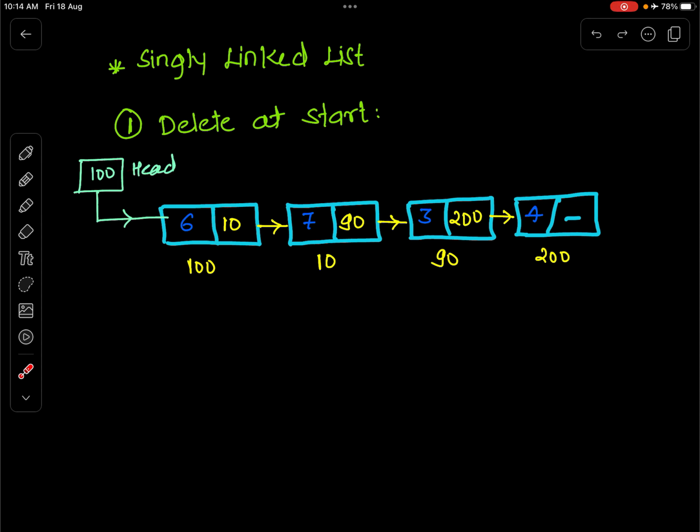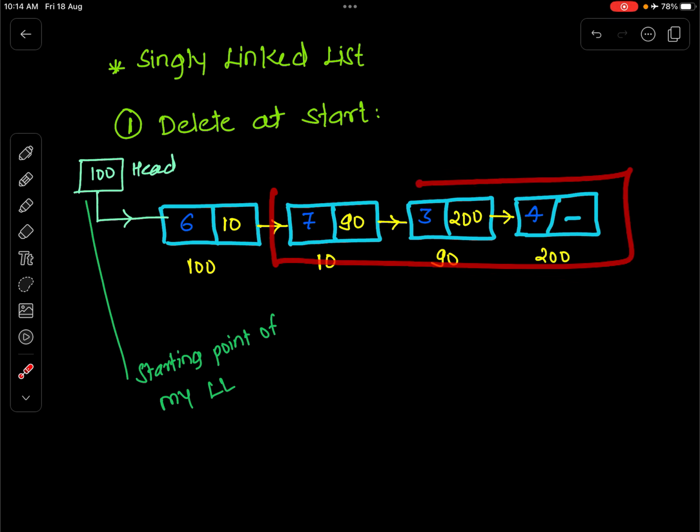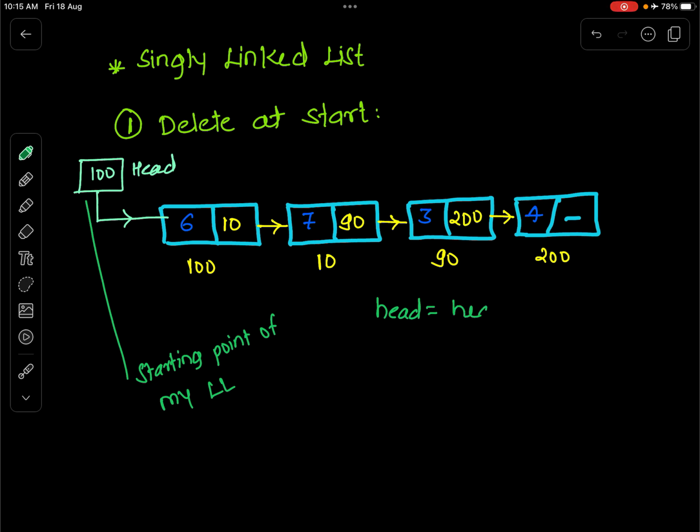And whenever I say head, what does head indicate? The head simply indicates the starting point of my linked list, right? So my head is pointing to this location, which means my starting point of the linked list is from my second node. So this will be my final linked list, which means this node has been deleted. So can I simply write head equals head of next?